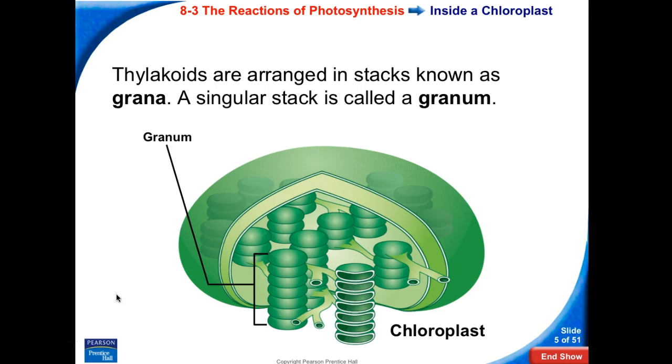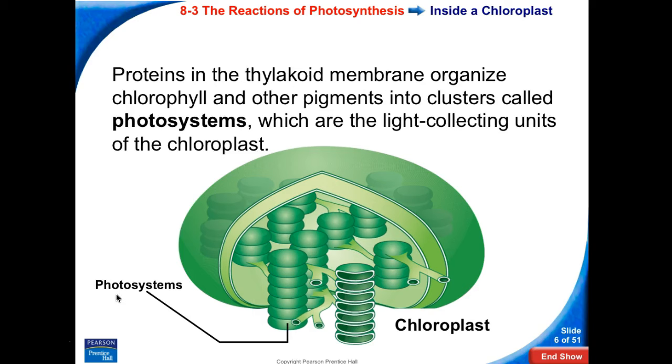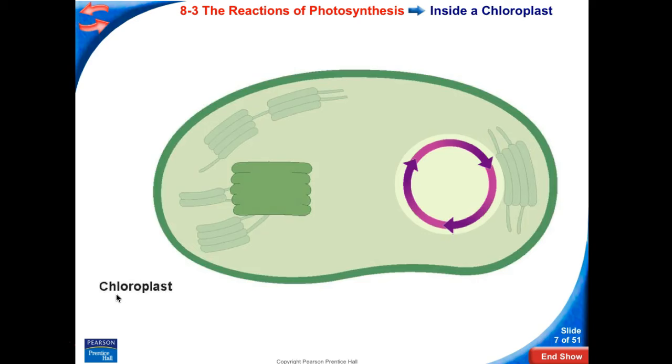A stack of thylakoids is called grana, or a singular stack is a granum. The proteins in the thylakoid membrane are going to organize chlorophyll and other pigments into clusters called photosystems. These are the light collecting units of the chloroplast, and remember that light is needed for this part of photosynthesis. So this is where the light dependent reaction takes place.